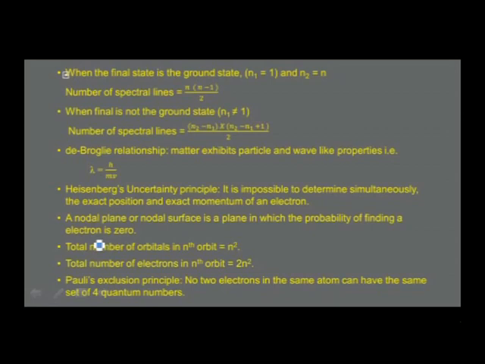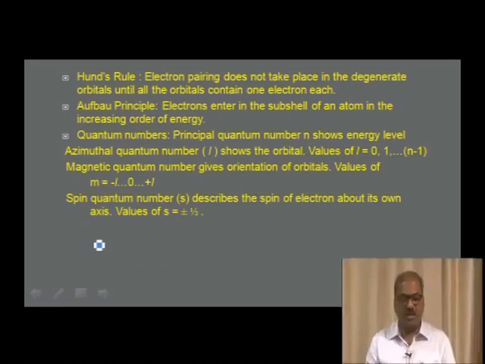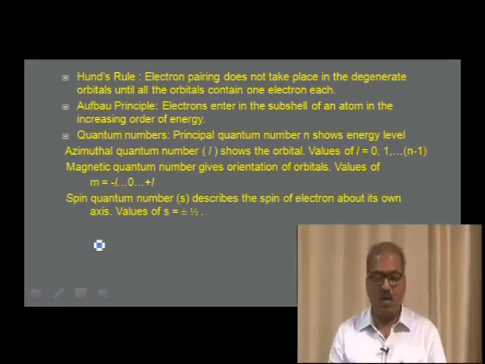Pauli's exclusion principle. The statement goes like this: no two electrons in the same atom can have the same set of 4 quantum numbers. So we proceed to the next rule, namely Hund's rule. Electron pairing does not take place in the degenerate orbitals until all the orbitals contain 1 electron each. Aufbau principle: electrons enter the subshells of an atom in the increasing order of energy.